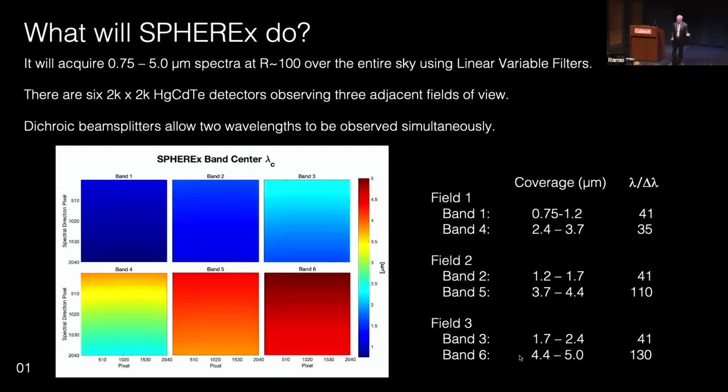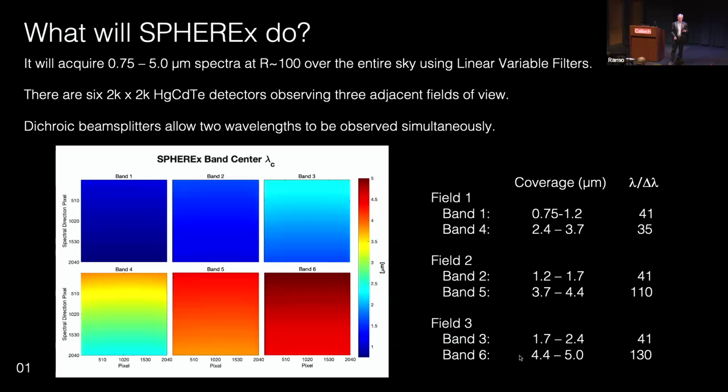A dream of mine since I was in grad school. And it's not just a narrow band of wavelength that we're covering. We're actually covering everything from 0.75 to 5 microns. And we're not doing this in the traditional fashion of dispersing the light with a grism or a prism, anything like that. We're using something called linear variable filters.